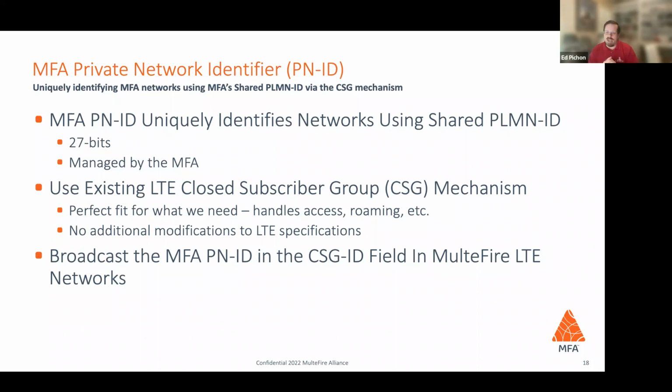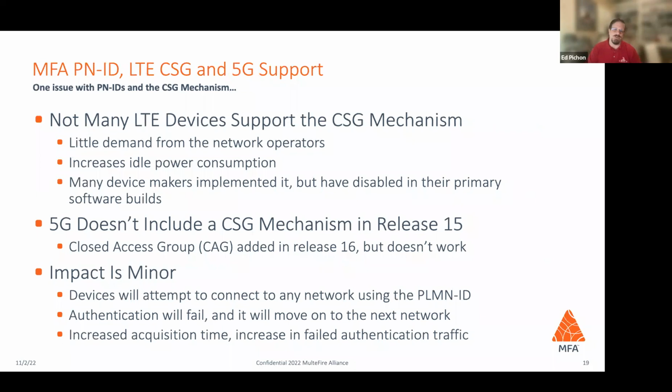A device can have the private network ID in the CSG ID field stored on its SIM, and it will just connect to networks that are broadcasting the shared PLMN ID and the private network ID that we've assigned to them. And it's great. You don't actually have to make any modifications to LTE to make this work. However, there is one slight problem with this. Actually, there are two slight problems.